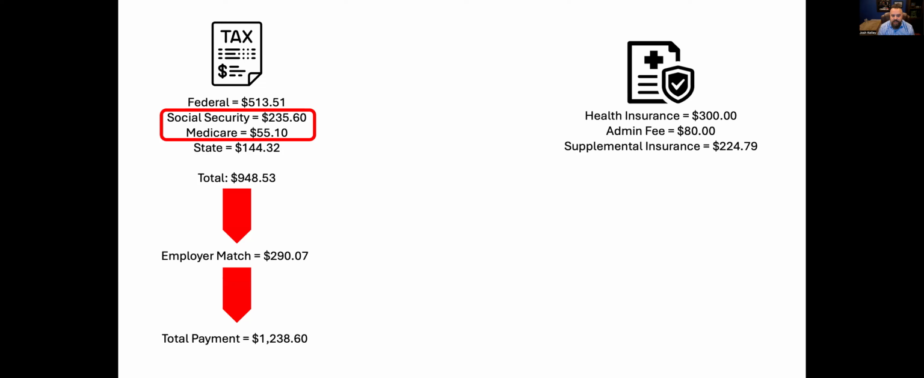Now on the insurance side of things, we've got the health insurance still is $300. Now you have an admin fee of $80 that the employee pays. That's that employee's portion of the wellness plan we talked about in the previous presentation. And then we're just going to simply add up those four insurance policies there into one line item so it's easy to look at. So the supplemental policies there equals up to $224.79.